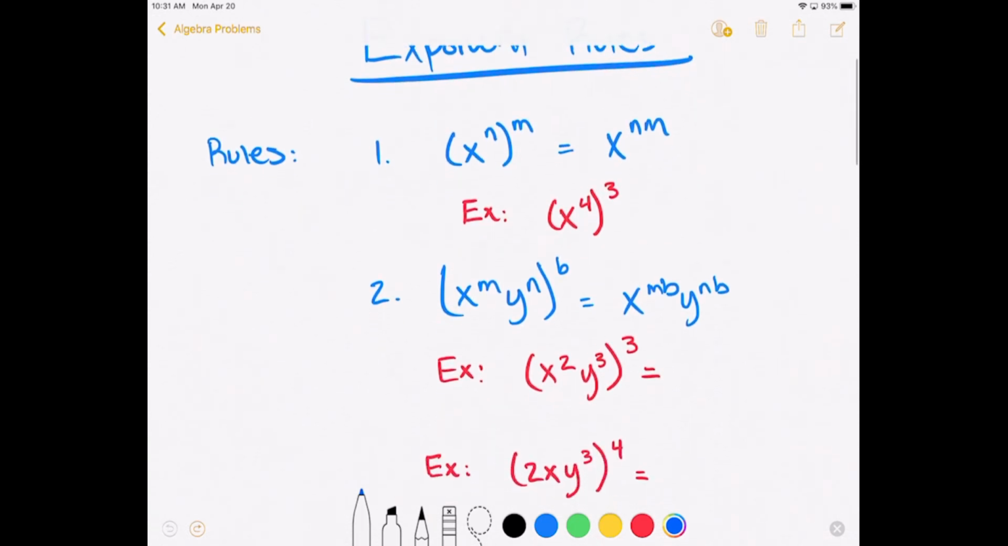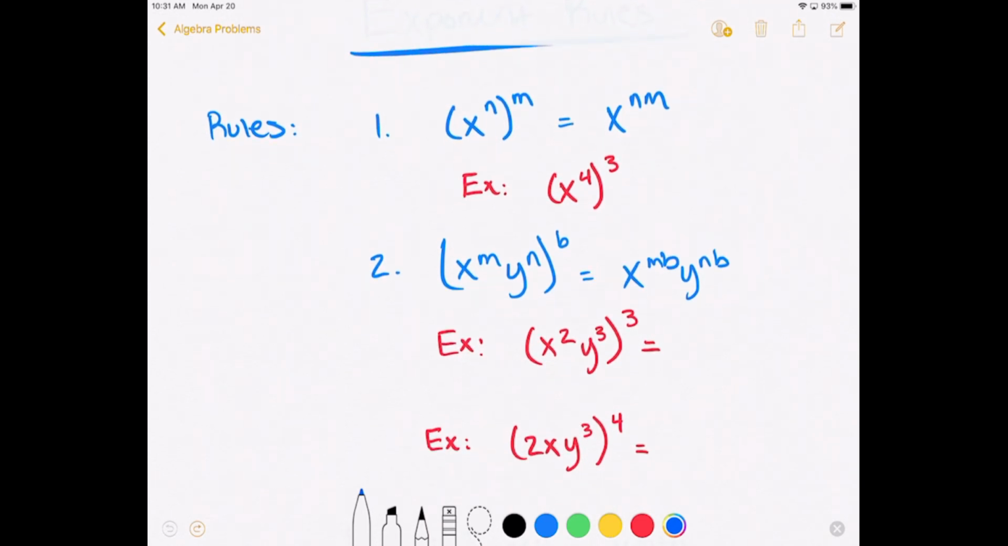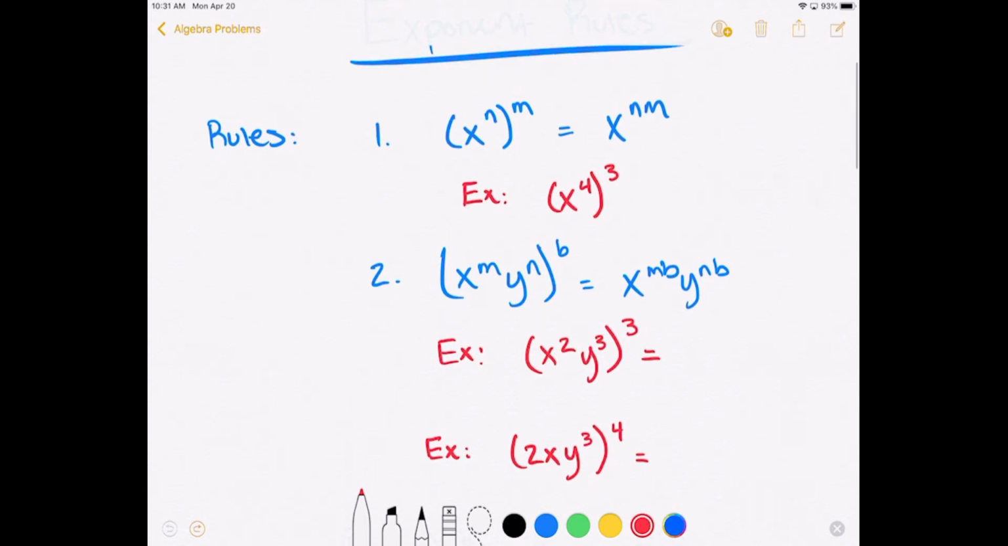The first exponent rule that we have is if you have an exponent inside the parenthesis and an exponent on the outside of the parenthesis. What this allows us to do, this is called the power of a power rule, is we are going to take the exponent from the outside and multiply it to the exponent that's on the inside. So that's how I get from this first step to this answer. I multiplied those exponents together.